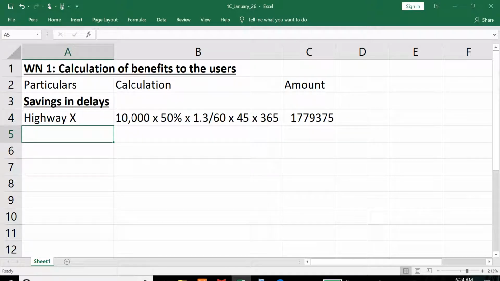10,000 vehicles into 50% into 1.3 by 60 into 45 into 365. That's the cost in highway X. Any doubts on this? Then comes highway Y.